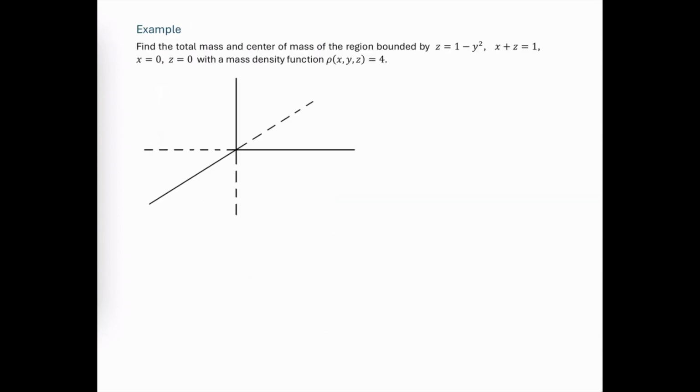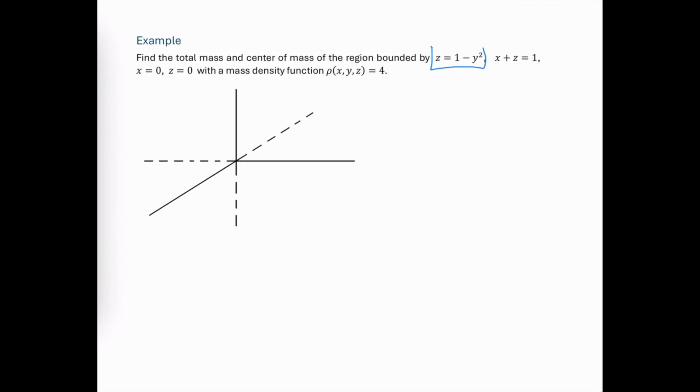So we're looking to find the total mass and center of mass of the region bounded by z equals 1 minus y squared, x plus z equals 1, which is a plane, and then the yz plane and the xy plane, given this mass density function.